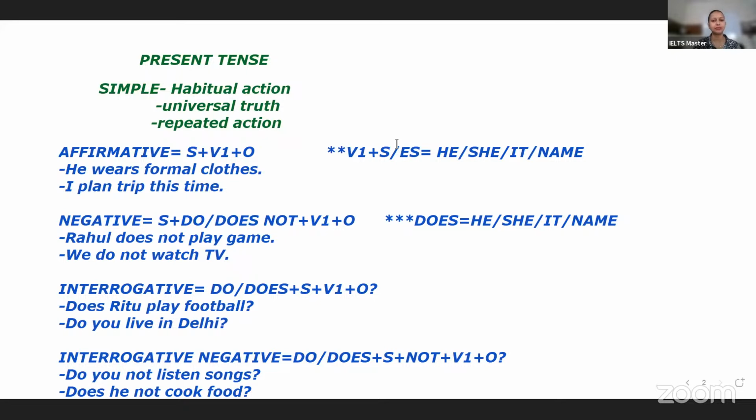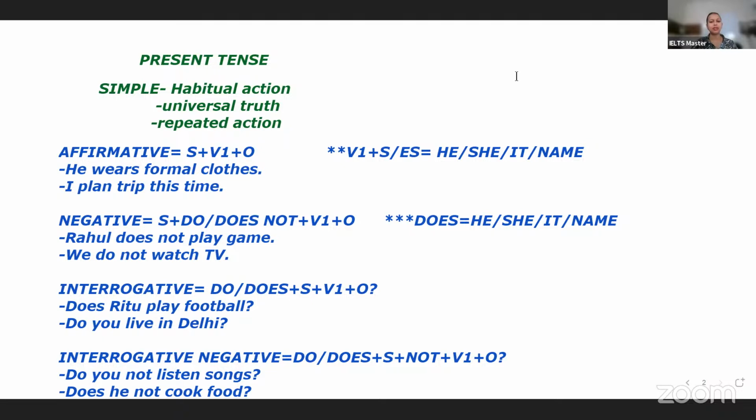Correct? Excuse me, ma'am. Yes. Can we write like don't you listen the song? Yeah, we can also use don't you listen the song. Okay, ma'am. Thank you.